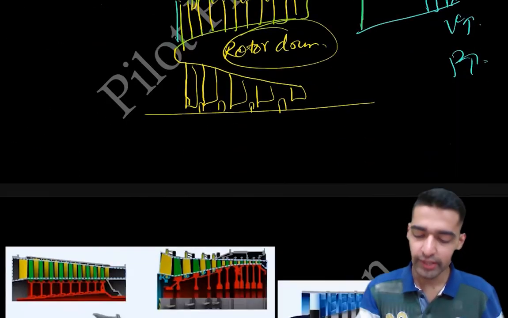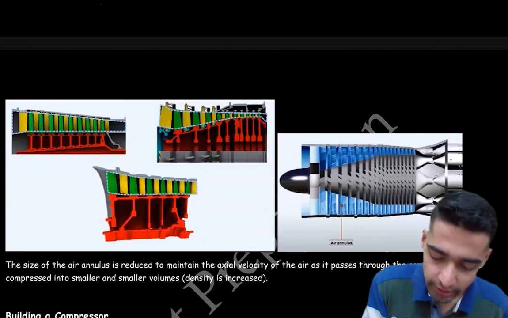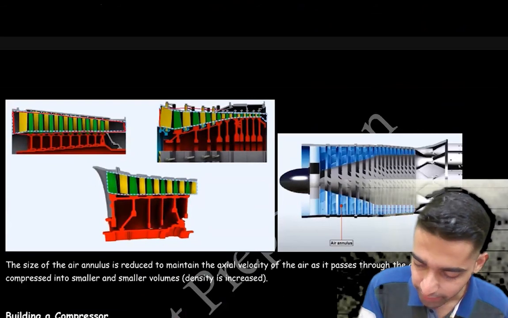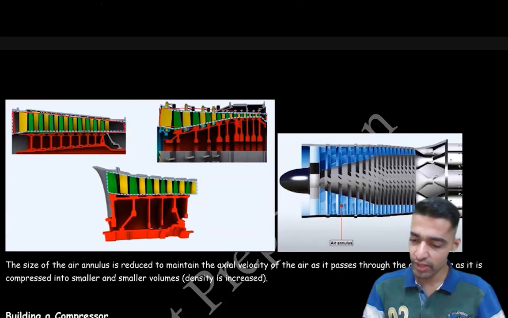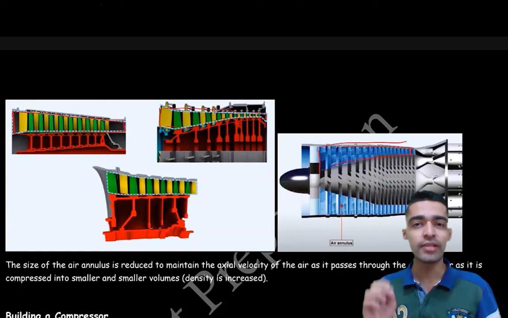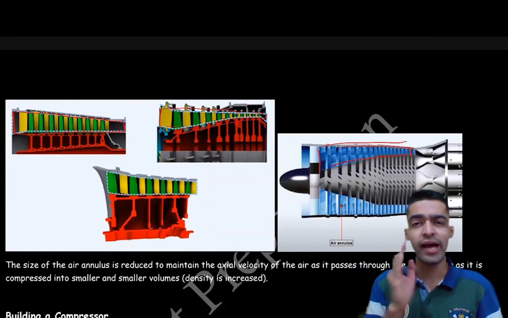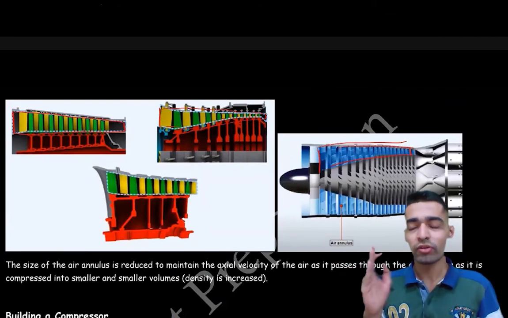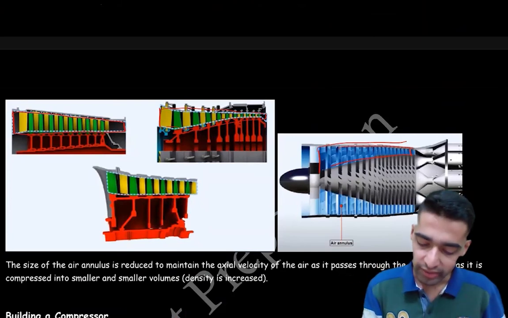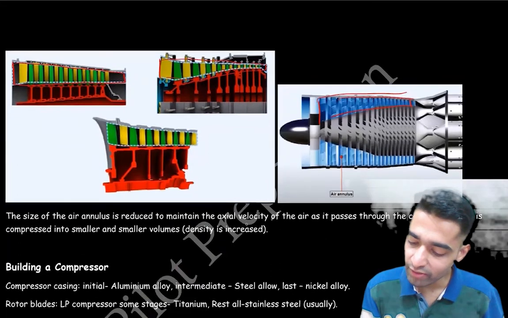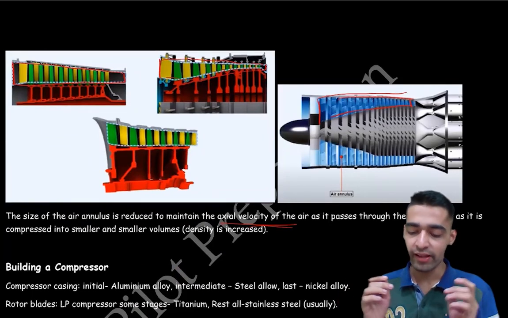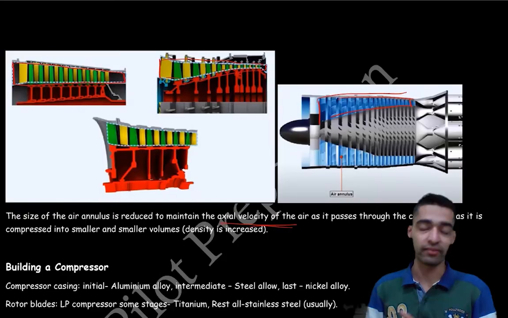So this is how we make the air annulus, so that we get a good amount of velocity. You can see there are different shapes of air annulus for different types of engines. You can see here also there's an air annulus like this. So you can see all are convergent in shape. That means they all want to increase the velocity as the air goes inside, so that it can hit with a good energy and good angle of attack all the time. So the size of the air annulus is reduced to maintain the axial velocity of the air as it passes through the compressor. As it is compressed into smaller and smaller volume, that means density is increased.